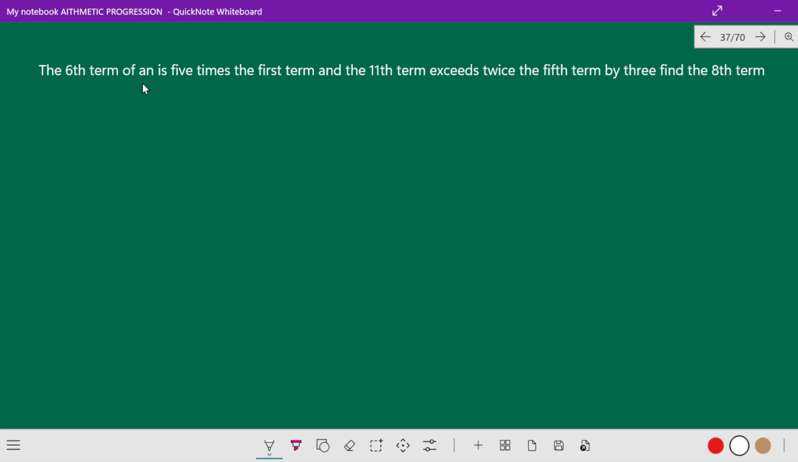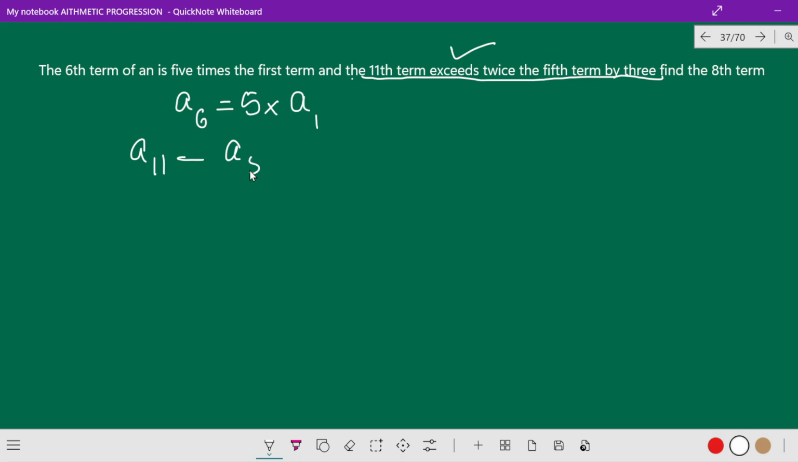The sixth term of an AP is 5 times the first term. And the 11th term exceeds the fifth term by 3. See this statement, most of the students will go wrong. So whenever this word exceeds comes, it's a shortcut I'm teaching: A11 minus A5 is equal to 3. It means actually that A11 is 3 more than A5. So I am giving you the shortcut to remember this.